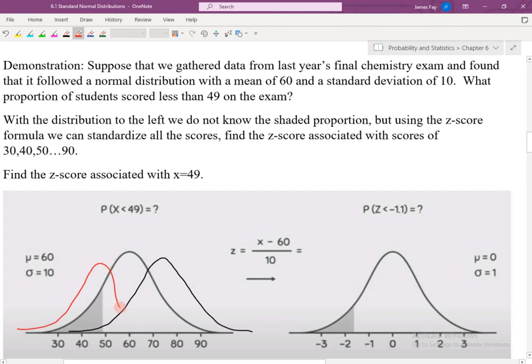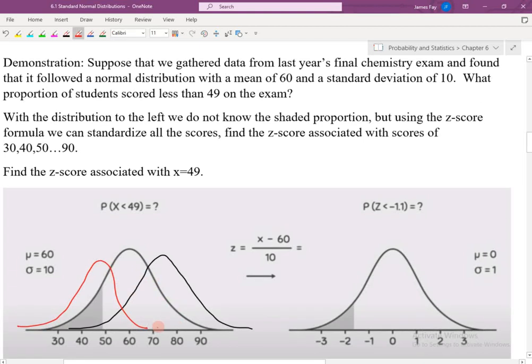So their distribution might look like that. One might have a mean that was 80, but their standard deviation was maybe 1. So you might see something kind of like that. Every class is going to have something a little bit different, right? I want to take every one of those curves and make it into this curve. So that's what this is all about.